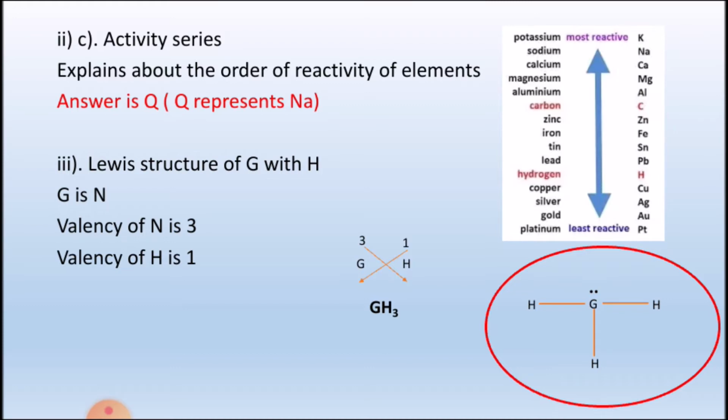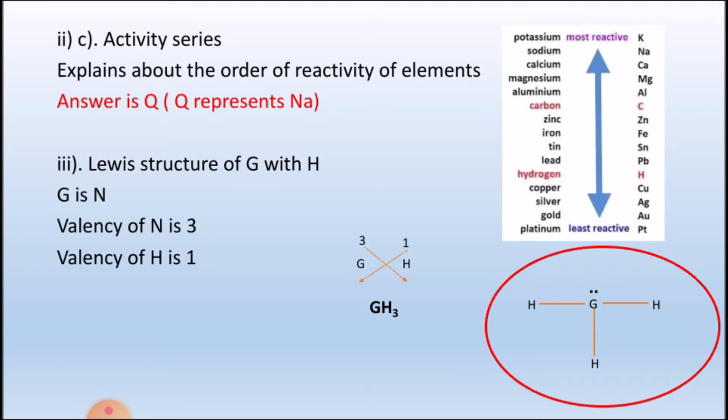Therefore, from these two factors, we can derive its chemical formula. From the chemical formula we can get an idea about the number of bonds even. So here I have shown you the chemical formula for G with H. It is GH3, just like ammonia. The answer is circled with a red color marker, and you can see that this is the Lewis dot diagram for the GH3 molecule.